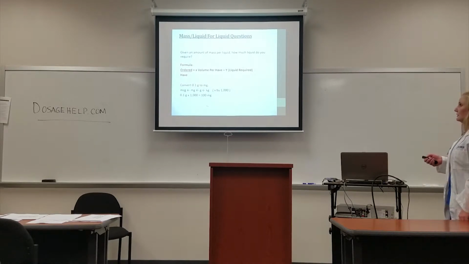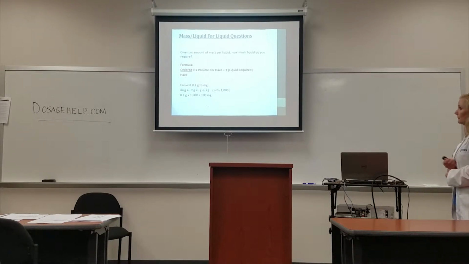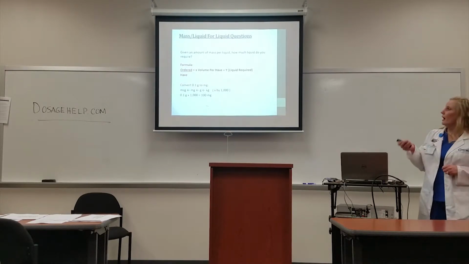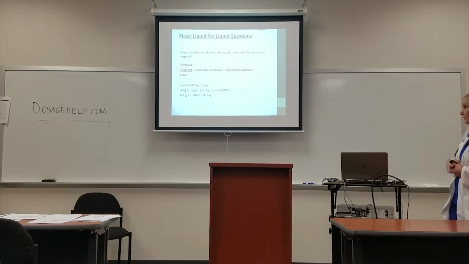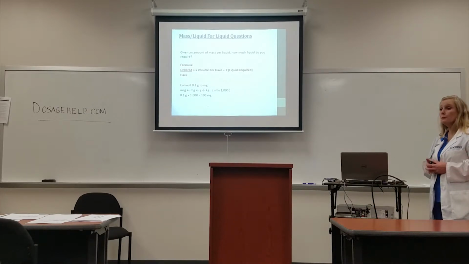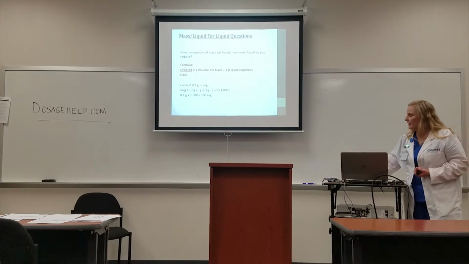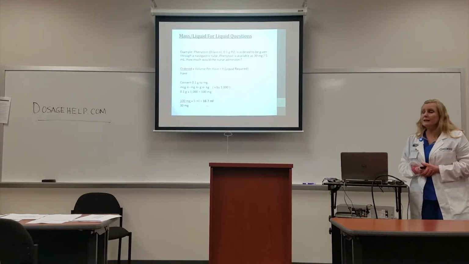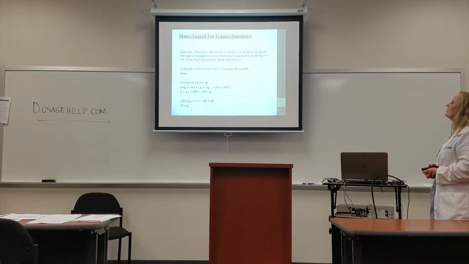Oftentimes with these types of calculations, we need to convert our micrograms, milligrams, grams to kilograms, and this is an example of how. If it is going to the right, you're going to multiply by 1,000. For example, 0.1 gram times 1,000 equals 100 milligrams. This might be a little bit confusing, so let's go on to the next slide, because I have an example that's broken out a little bit better and color-coded so that you can understand.